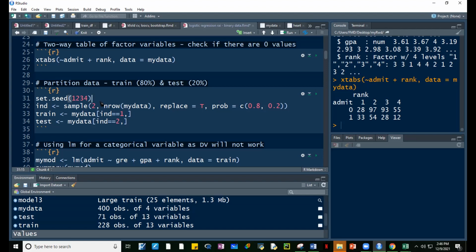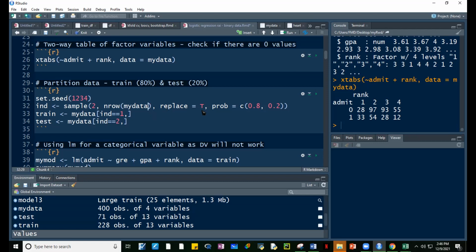Okay, so how do we now split our data? We said that we use the sample function. We sample and we split the data into two. The number of rows is the number of rows of our data, my data. And then replace is equal to true, guys. What does replace is equal to true stand for?